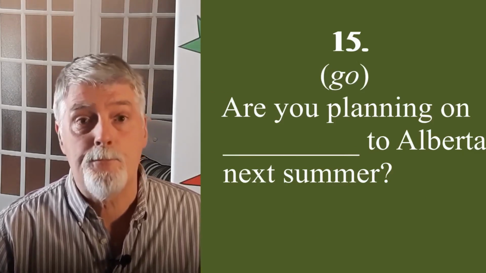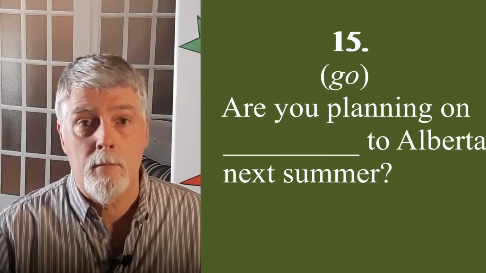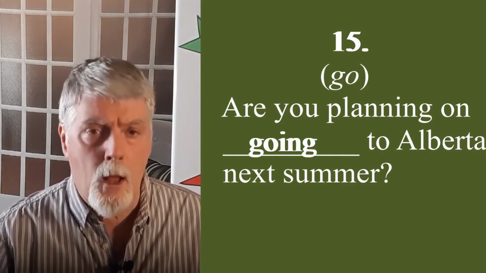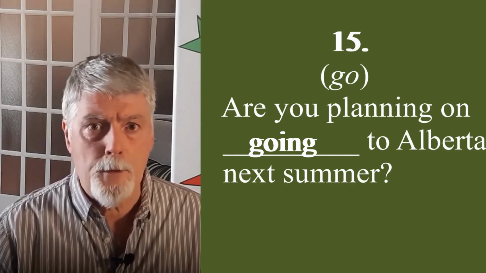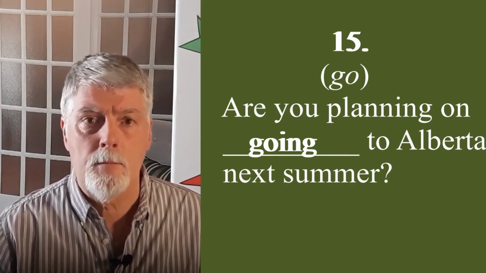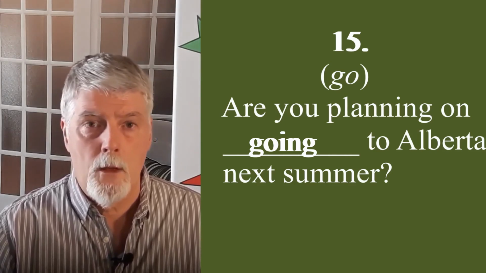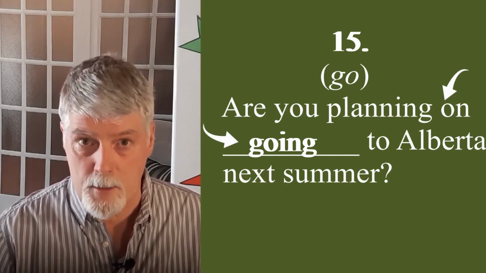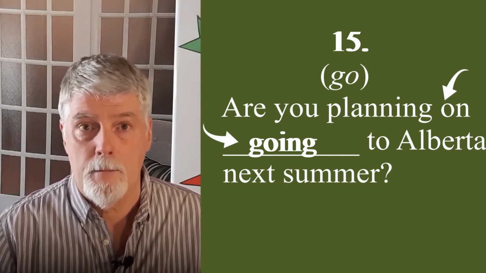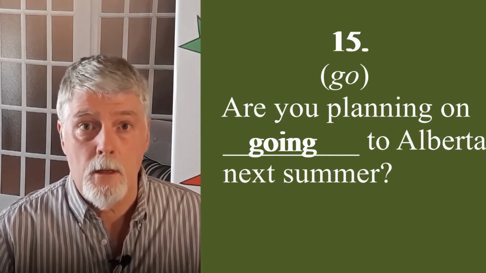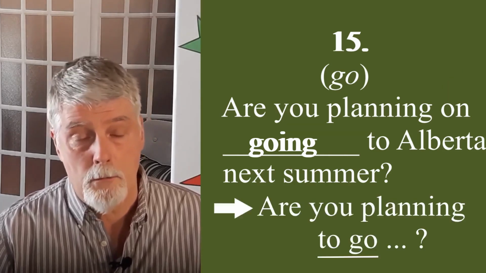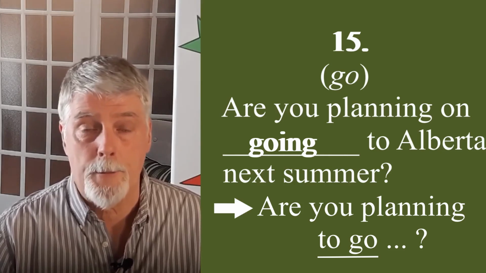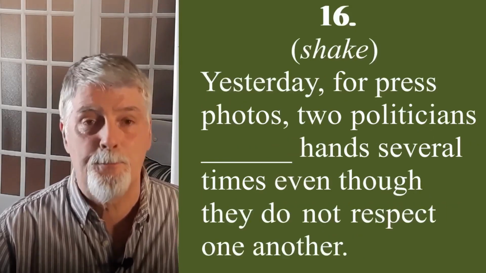Number 15. Answer, are you planning on going to Alberta next summer? So here we have the preposition on, so it is followed by the present participle, on going. You could also say in this sentence, are you planning to go? That's correct too, but you can plan on something too, plan on going.